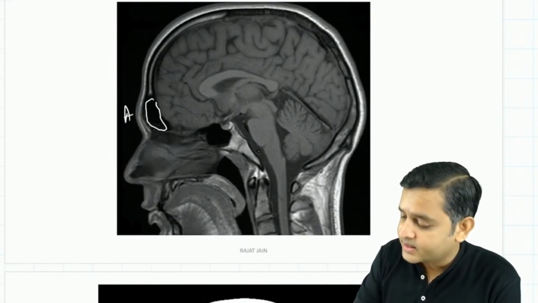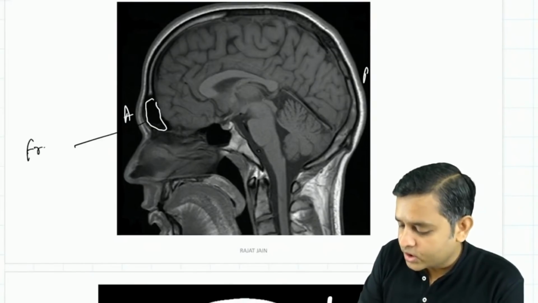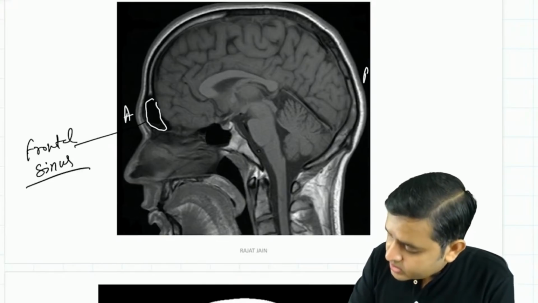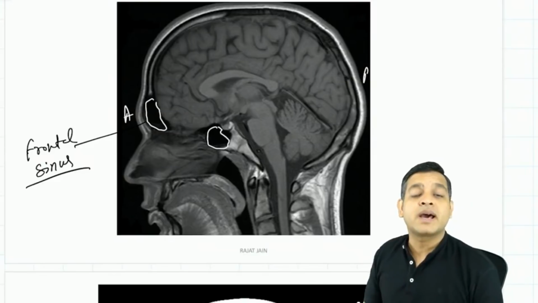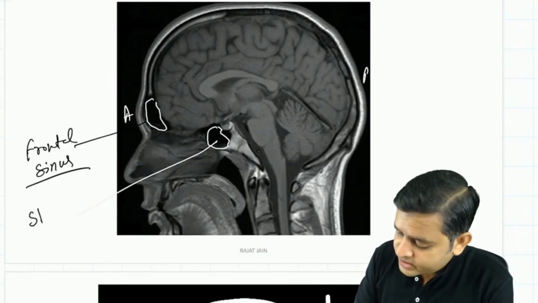Again, this is anterior, this is posterior. So this is nothing but frontal sinus. This structure that you could see, again black, this much black on MRI means air containing. So this is sphenoid sinus.